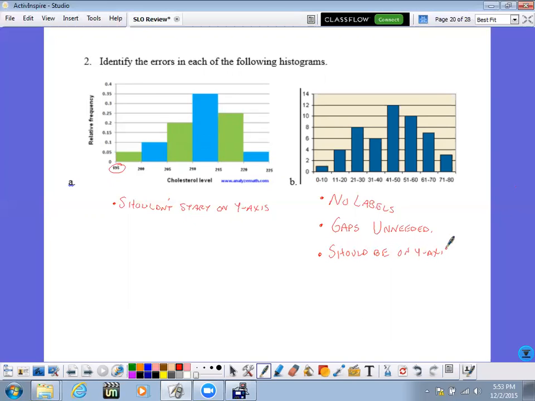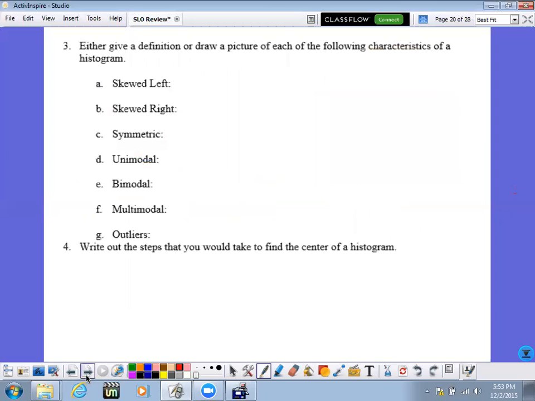Should start on the y-axis. So there's a couple things that we saw. Some other things that we could have as a mistake: things are not the same width, or you might have intervals that aren't the same. So those are all things that you need to be looking out for.